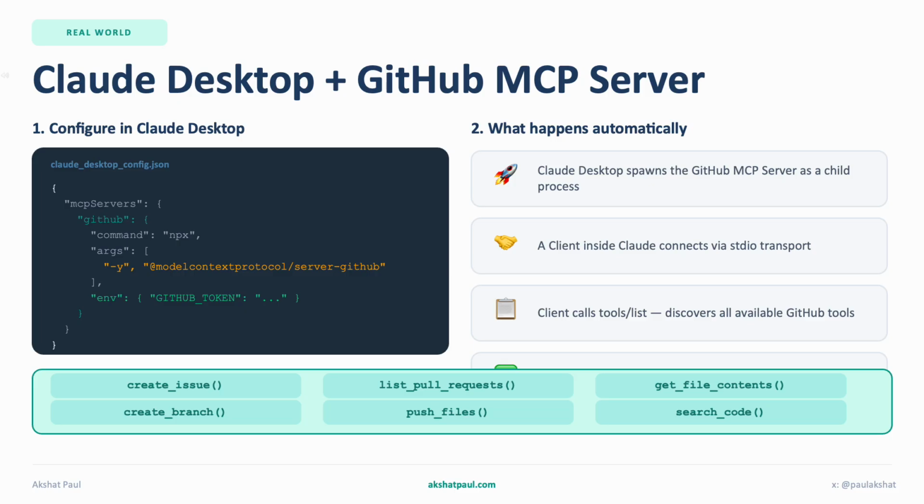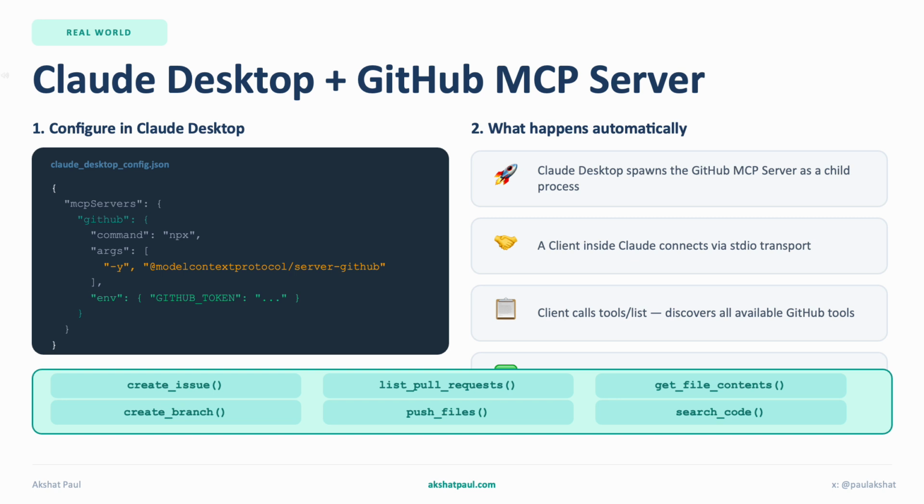Let's make this concrete with the most common real-world example: Claude Desktop connecting to the GitHub MCP server. Look at the configuration on the left. This is literally all you need to add to Claude Desktop's config file to connect it to GitHub. 4 lines of meaningful config. You specify the command to run, npx, the package name of the MCP server, and your GitHub token as an environment variable.